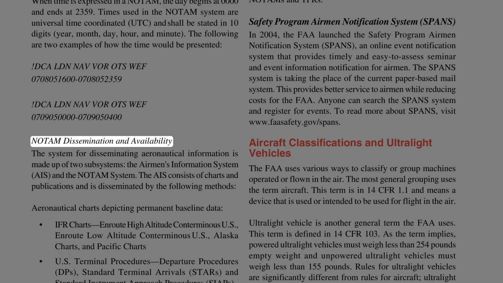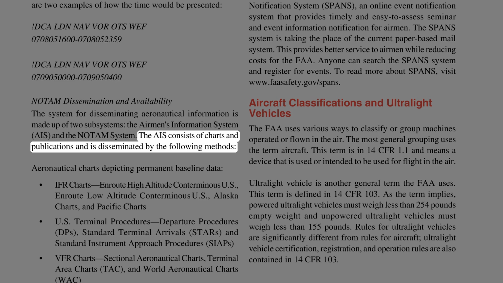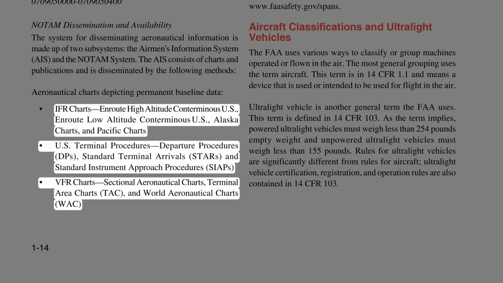NOTAM dissemination and availability. The system for disseminating aeronautical information is made up of two subsystems: the Airman's Information System (AIS) and the NOTAM system. The AIS consists of charts and publications and is disseminated by the following methods. Aeronautical charts depicting permanent baseline data: IFR charts, en route high altitude U.S., en route low altitude U.S., Alaska charts, and Pacific charts; U.S. terminal procedures, departure procedures (DPs), standard terminal arrivals (STARs), and standard instrument approach procedures (SIAPs); VFR charts, sectional aeronautical charts, terminal area charts (TAC), and world aeronautical charts (WAC).